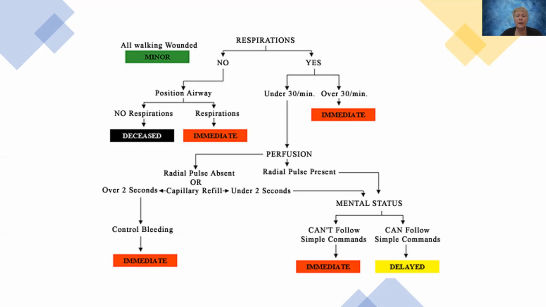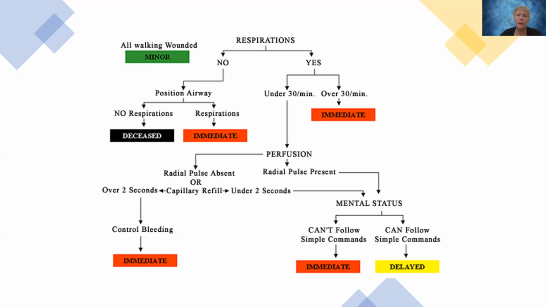So if they are breathing under 30 a minute, they're perfusing. If they have good perfusion, then we're going to tag them as yellow. That's going to be delayed. They can follow, especially if they can follow simple commands. You can follow that algorithm down there to delayed.